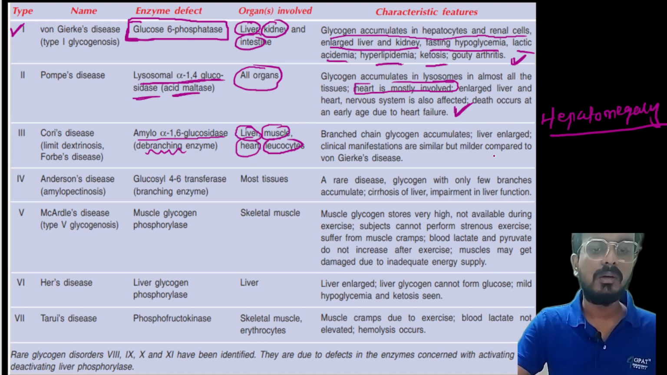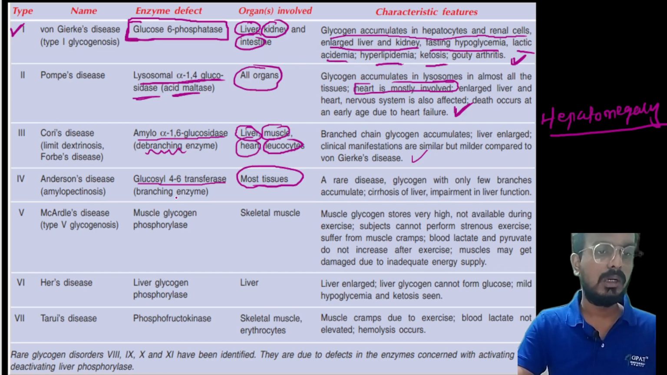Okay, but milder compared to the von Gierke disease. Then Anderson's disease, the deficiency of glucosyl 4,6 transferase, which is also a branching enzyme. Almost all of your tissue is involved in this disease. A rare disease, glycogen with only branch accumulates, cirrhosis of the liver, impairment of liver function. So the majorly affected organ here is your liver.